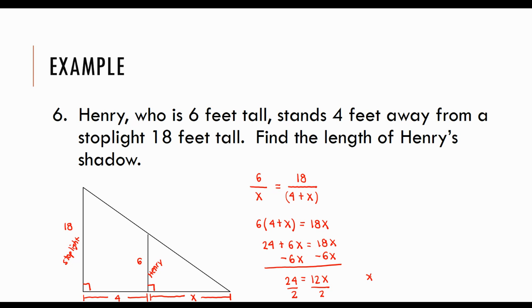And then I'll divide both sides by 12 to get X to be 2. And we are dealing with feet for the length, because it's asking for the length of Henry's shadow, and X is representing that shadow. Once we found X, we had our answer. So 2 feet would be that.